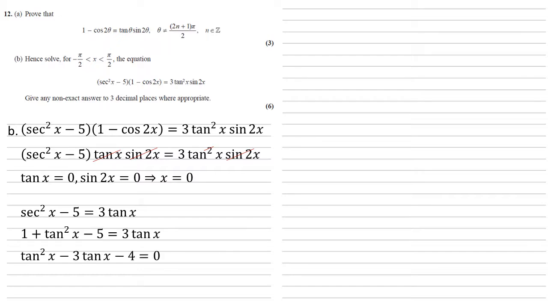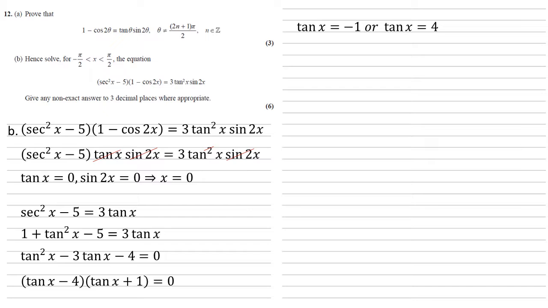Rearranging to get everything on the same side in a quadratic, we get tan squared x minus 3 tan x minus 4 equals 0, which factorises to give us tan x minus 4 times tan x plus 1 equals 0. So tan x must equal minus 1 or positive 4.